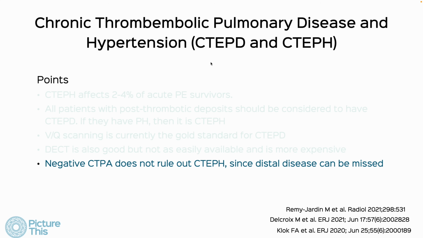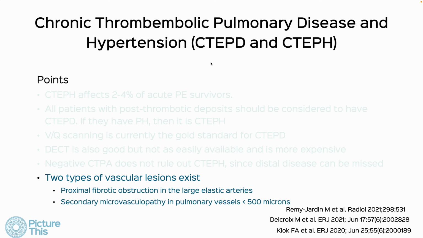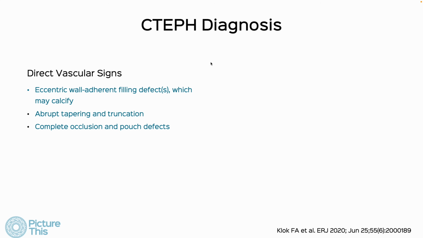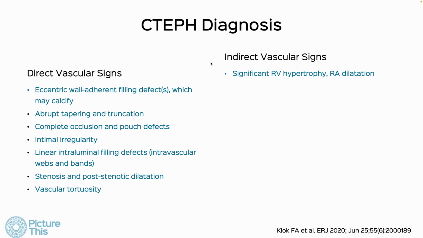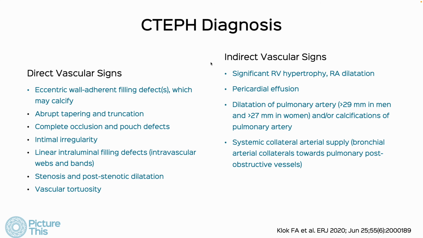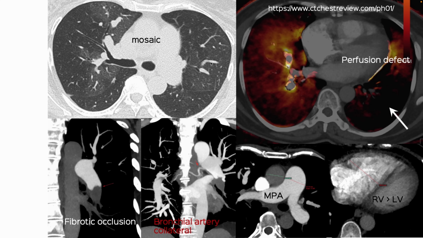And a negative CTPA does not rule out CTEPH because you may miss distal disease, and these are the two types of vascular lesions. Now, the signs are the ones we've already mentioned, where we have filling defects, abrupt tapering, occlusion, intimal irregularity, webs, bands, stenoses, etc. RV changes are your indirect signs, and your MPA diameter being high. Here we've taken 29 millimeters as a cutoff, so that's fine for CTEPH, and bronchial artery collaterals, and then the mosaic perfusion as parenchymal changes. So direct vascular, indirect vascular, and parenchymal changes.